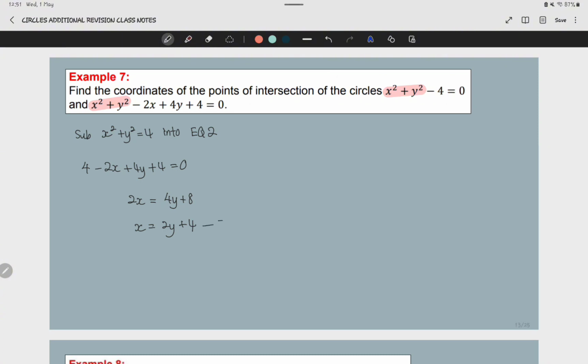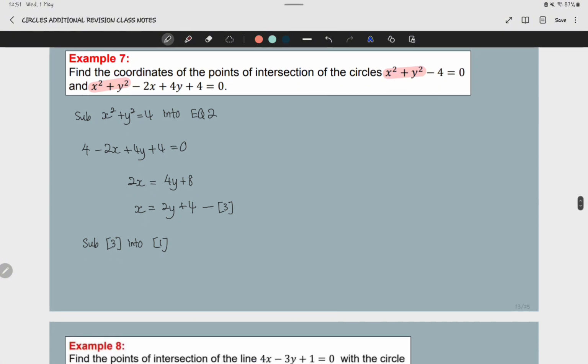Let's say this is something called equation 3. So I would be substituting this 3 into 1. Why? Because once I substitute there, it would be easier since we only have x squared plus y squared minus 4. So x squared plus y squared minus 4 equals 0.